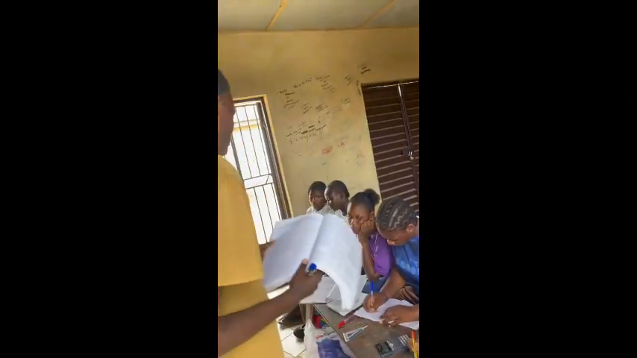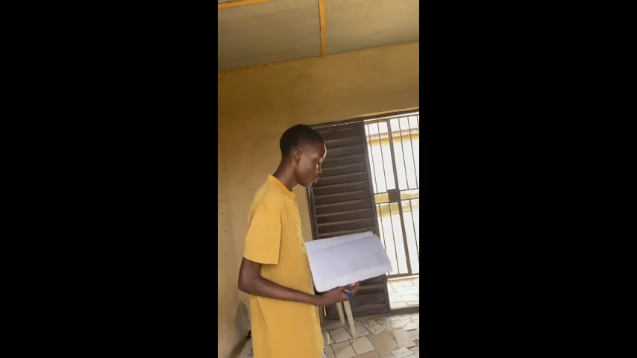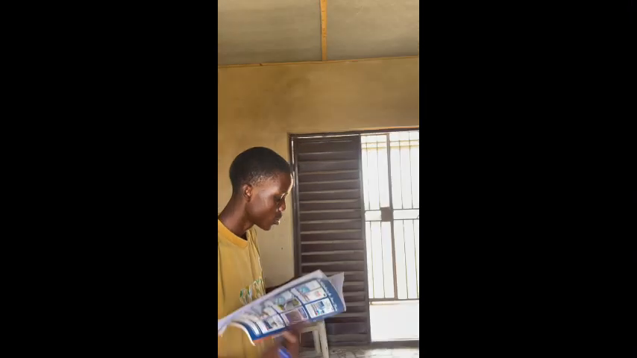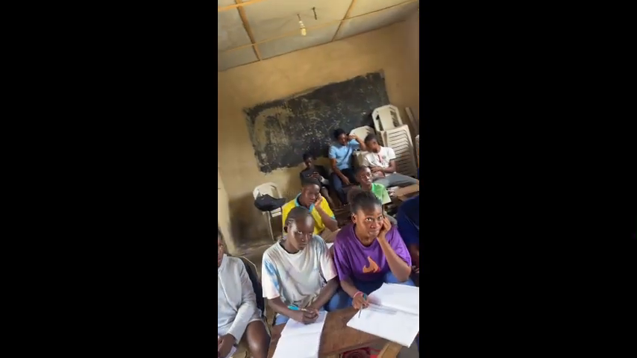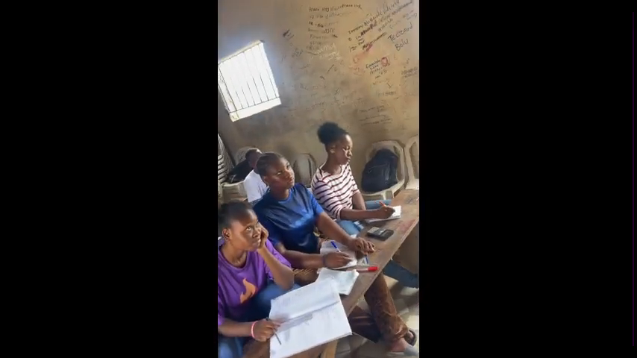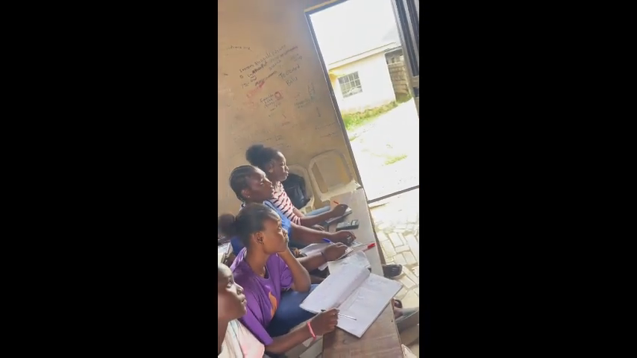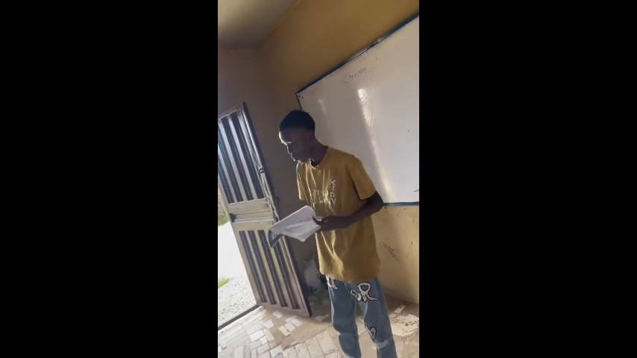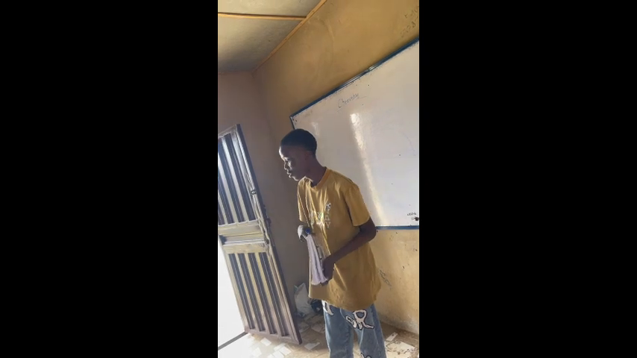You understand? Let's start. The first question says, which of the following elements will exhibit the most electronegative character? A. Aluminium. B. Silicon. C. Phosphorus. D. Sulfur. Can anyone answer? Yes.